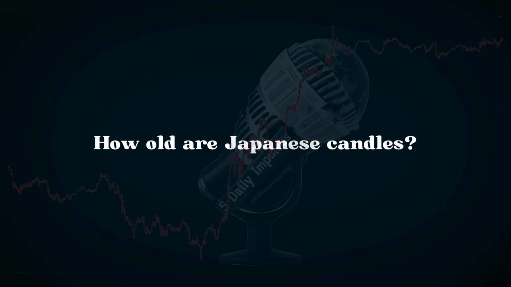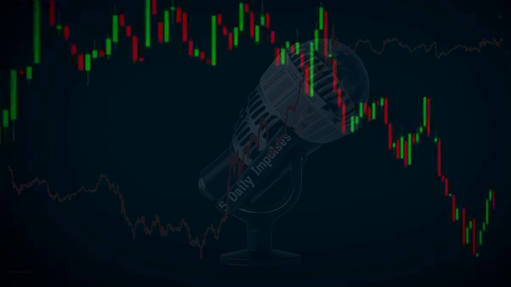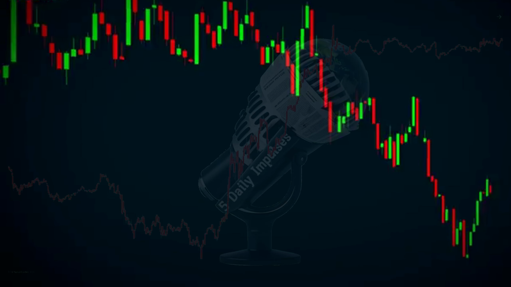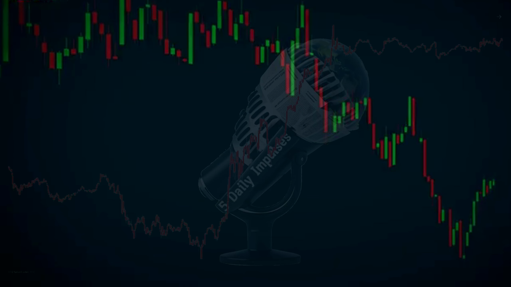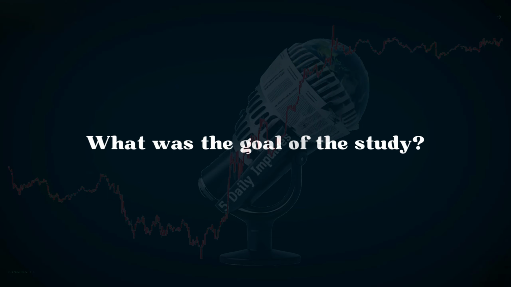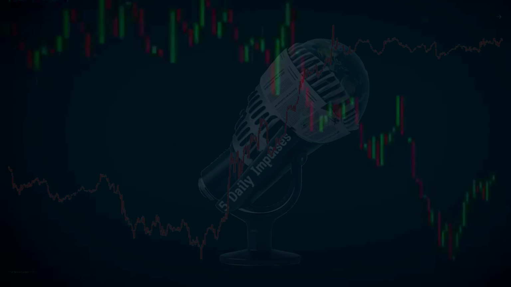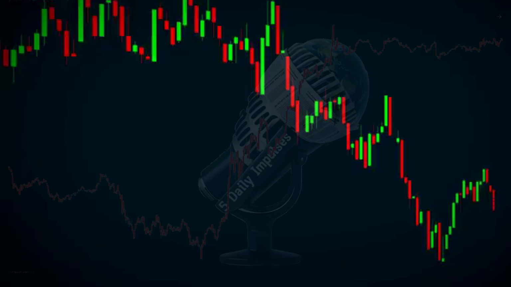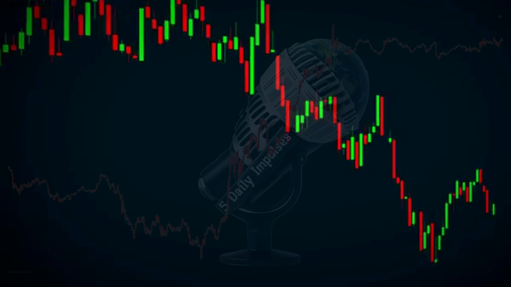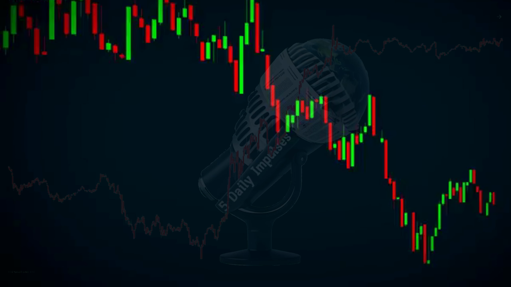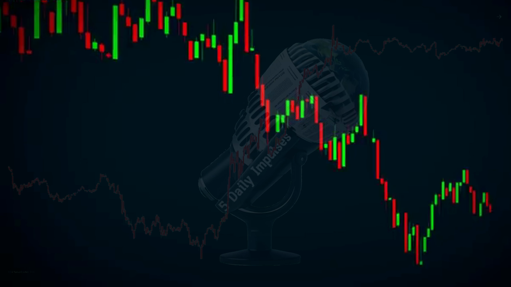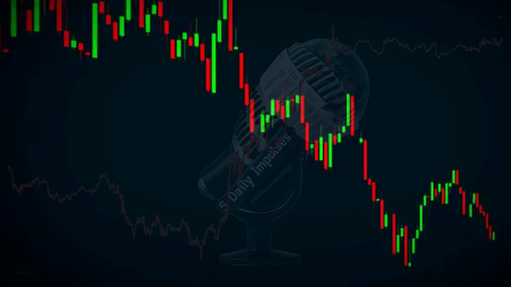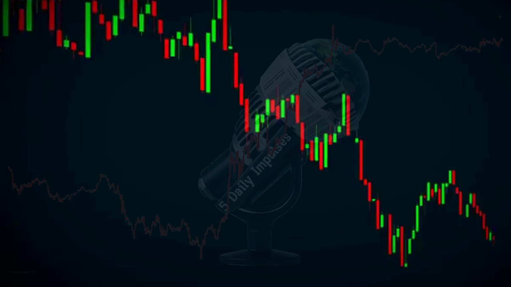How old are Japanese candlesticks? They are approximately 200 years old, and they are still the most popular. What was the study's objective? The objective of the study was to combat chance and see if candlesticks really had patterns that gave us an advantage beyond 50%, which, as we've seen, turned out positive, with candlesticks having up to a 93% probability of predicting a direction for a limited time.